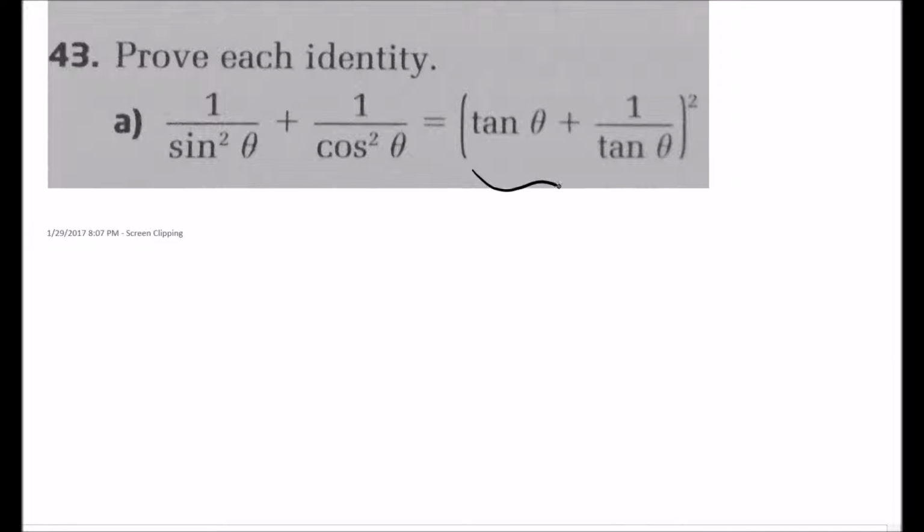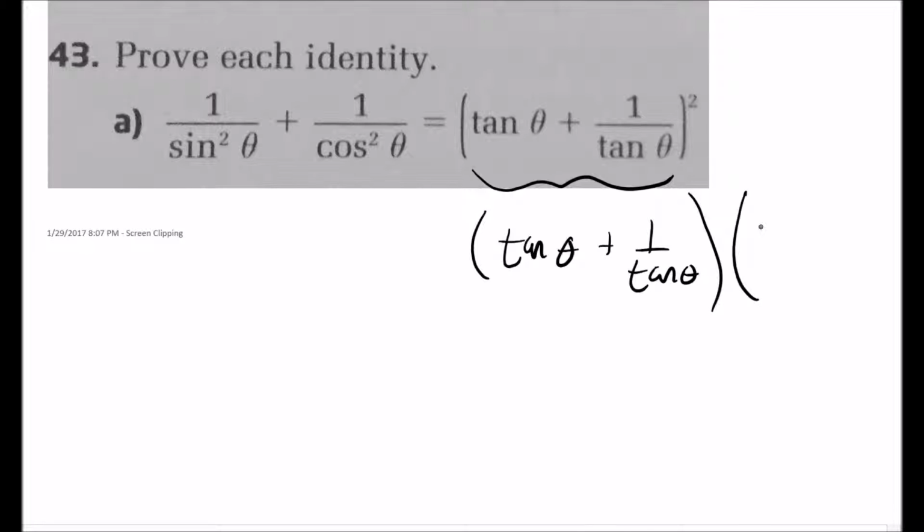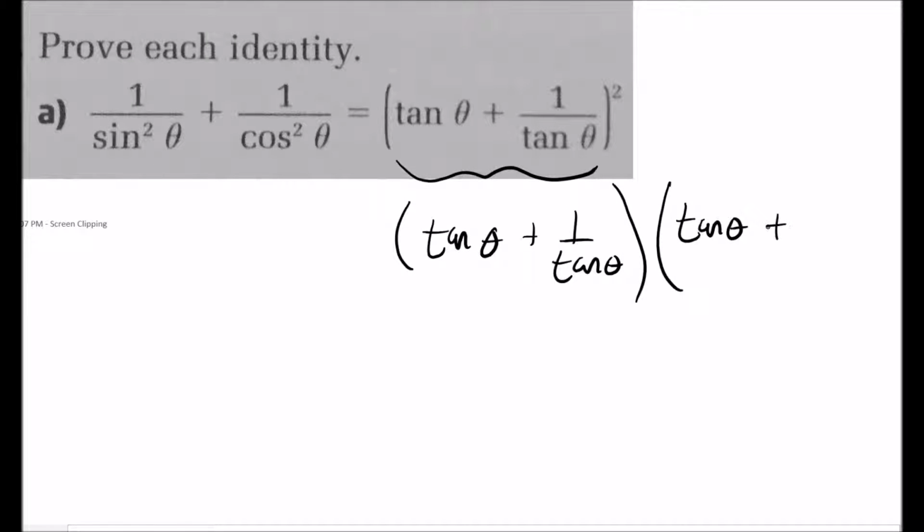So first thing I'm going to do is work out this right hand side and show that when you have something squared, it means that it's multiplied by itself. So we're going to take this and multiply it by itself here, tan theta plus 1 over tan theta. And we're going to distribute this through. Some of you call this FOIL.